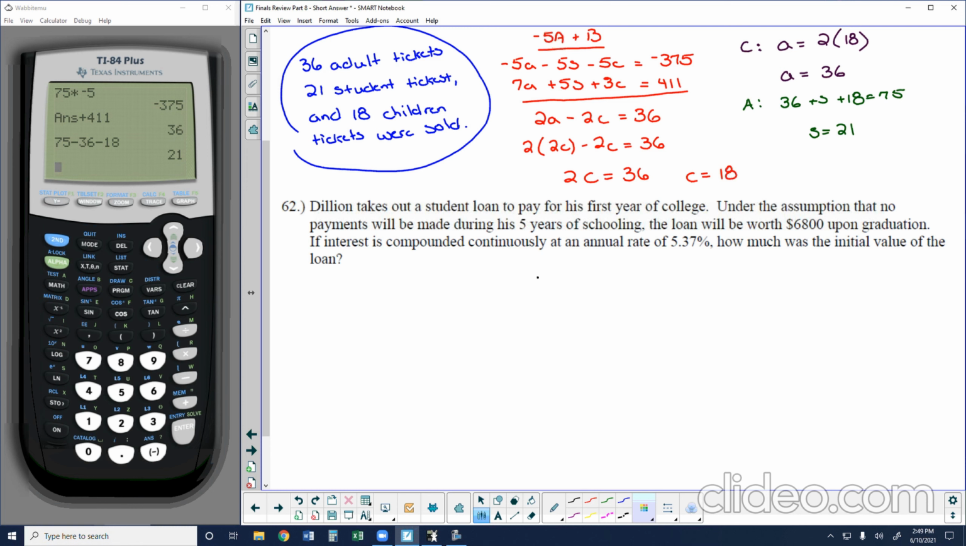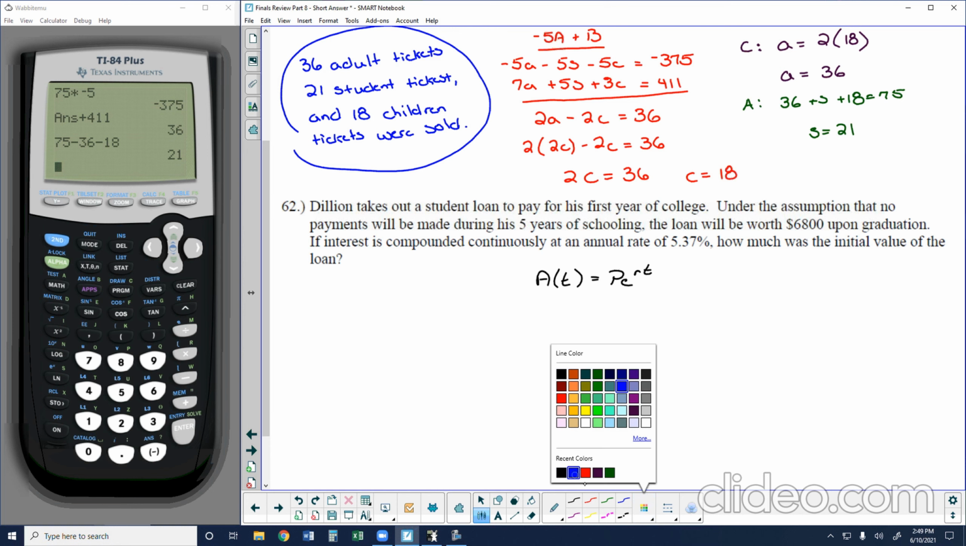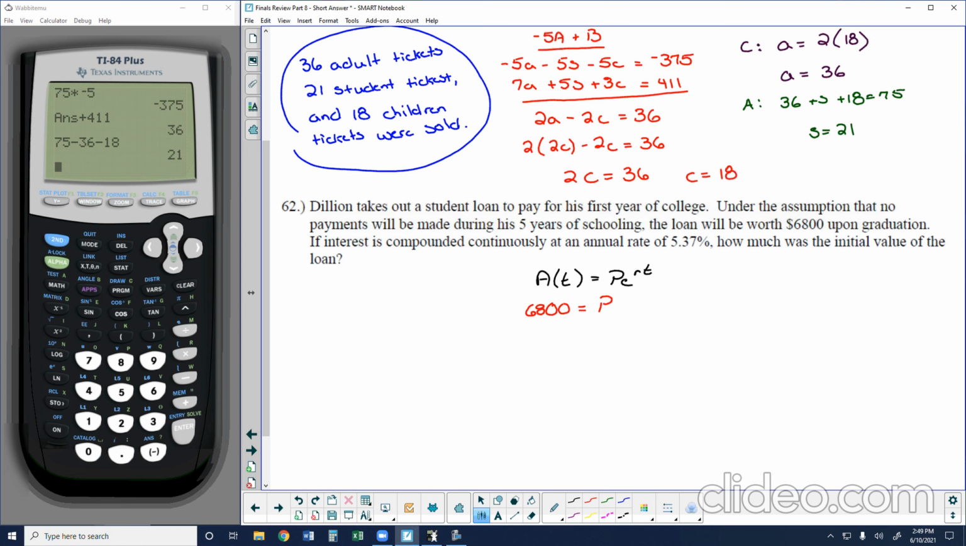So our compounded interest equation is A of t is equal to P times e to the rt. Sorry, this is interest compounded continuously. So what we can do here is substitute in the amount of the loan upon graduation. So it's going to be $6,800 upon graduation. We do not know the principal or the initial loan. We do know the rate was 5.37%. So when converted to a decimal, it would be 0.0537. And this would be times 5, as the time is 5 years. And we know this is an annual rate, and so our time units are equivalent here.